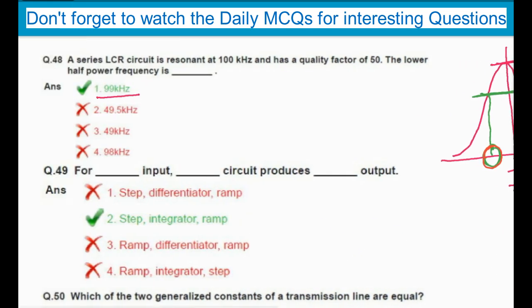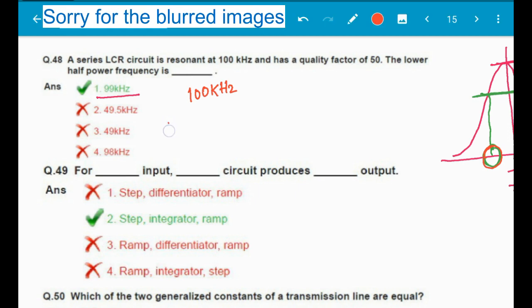And here the given resonant frequency is 100 kilohertz and quality factor is 50. So what will be the bandwidth? Bandwidth will be resonant frequency by quality factor. So what is the quality factor? Quality factor is the sharpness. Quality factor is the parameter which expresses the sharpness of the peak for a resonating parameter.